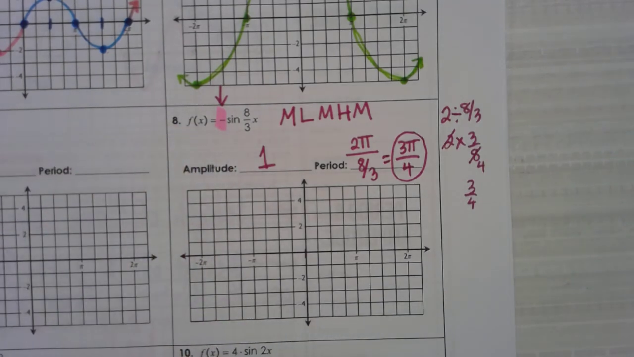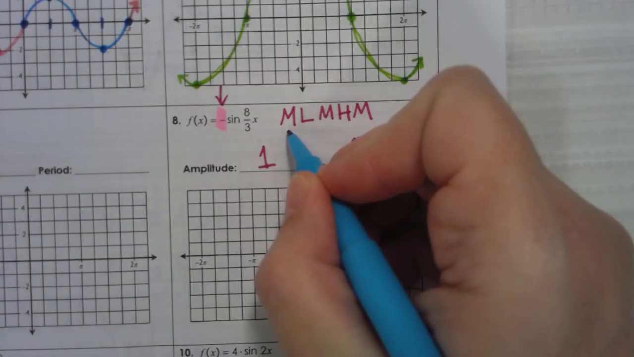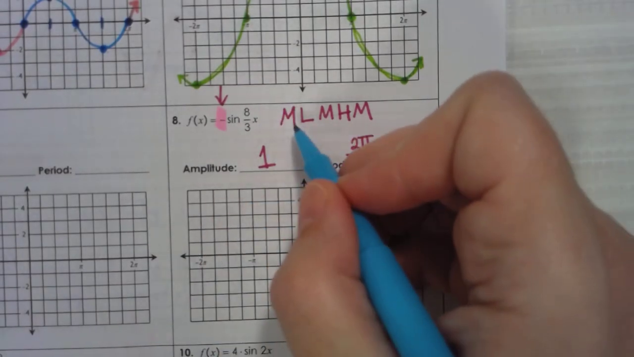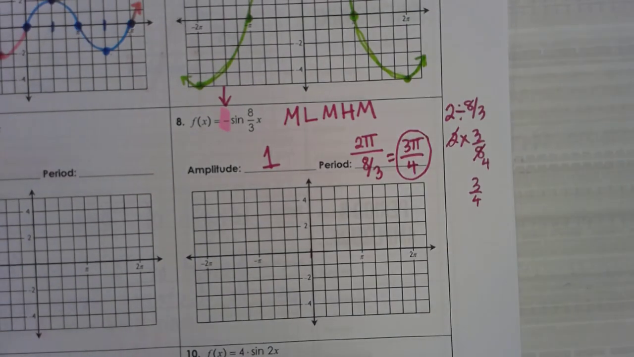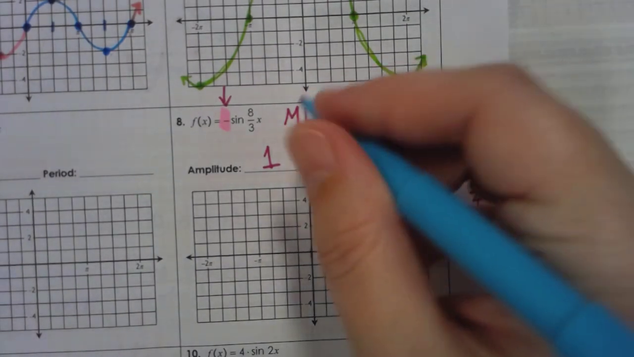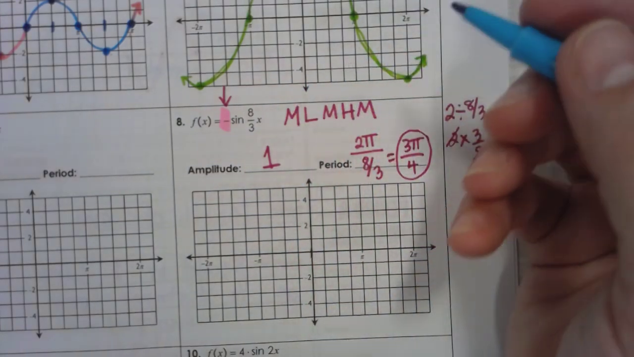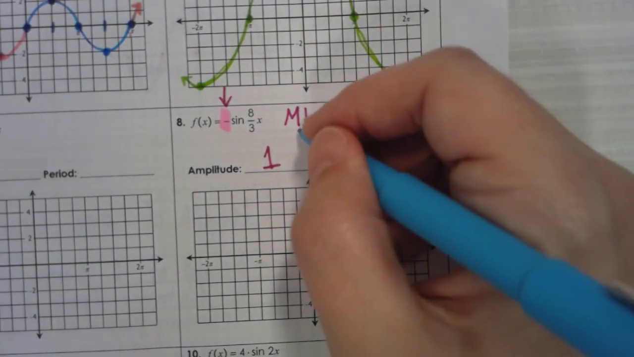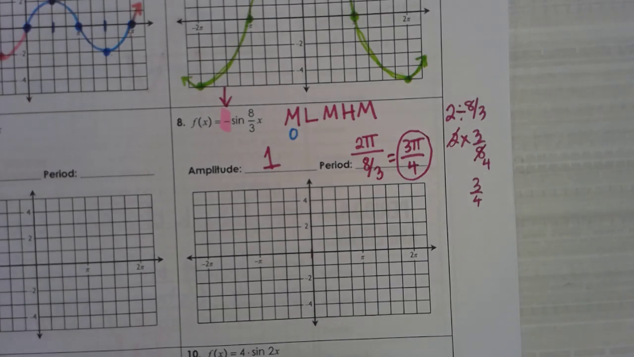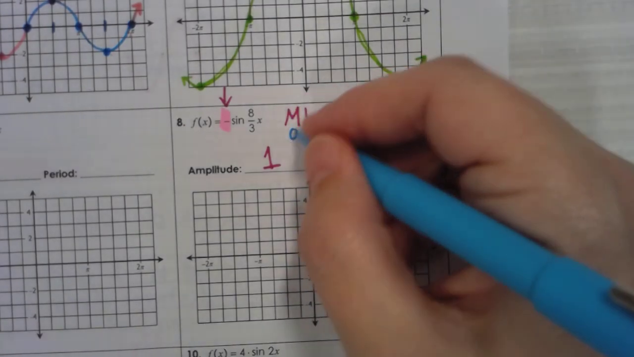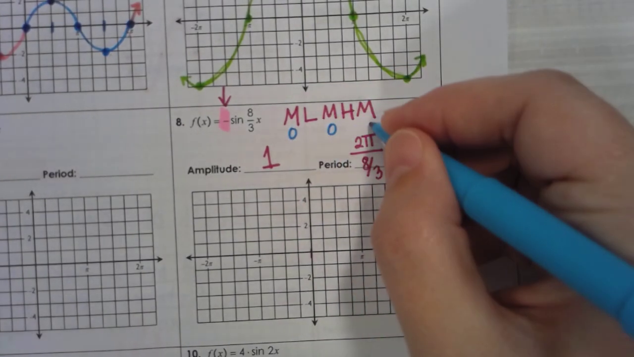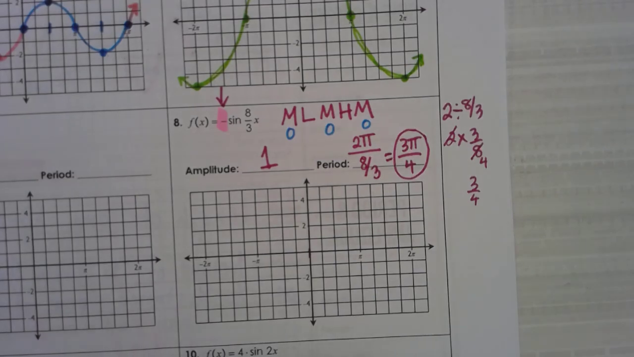Okay, so let's put in our numbers across the bottom. The numbers for this, middle is at what number? Every time, middle is on the x-axis at 0. Okay, because we're not shifting it up or down. Middle is always 0. So all of these m's are 0.